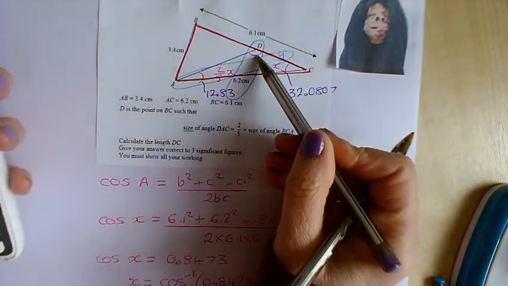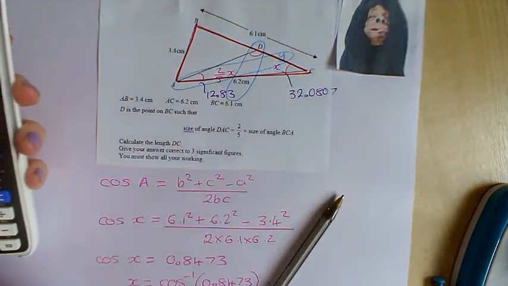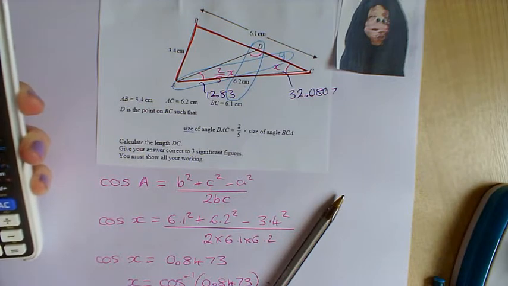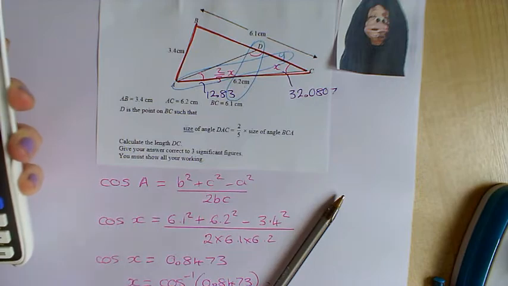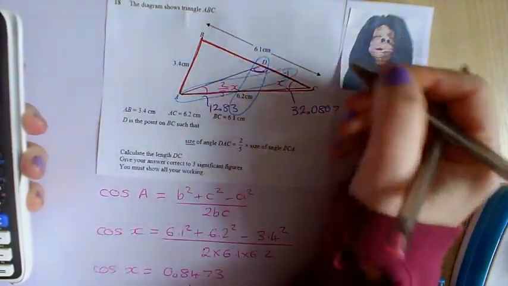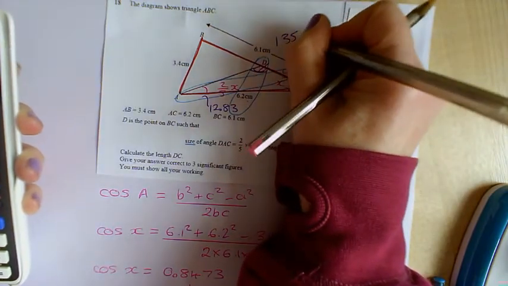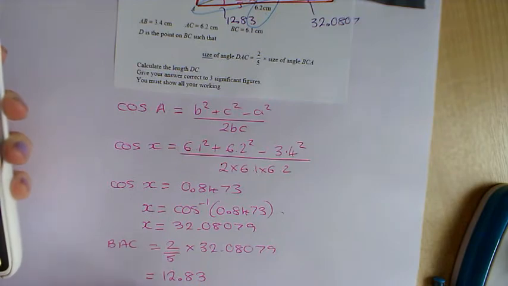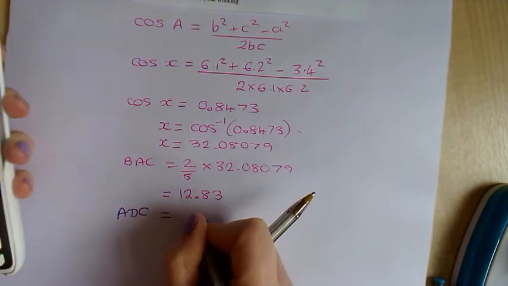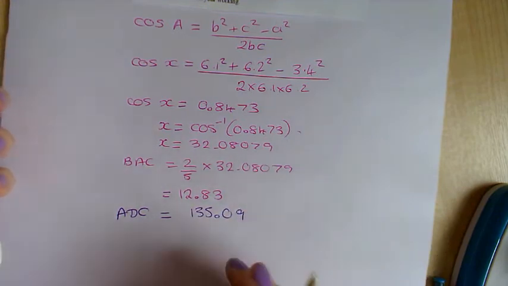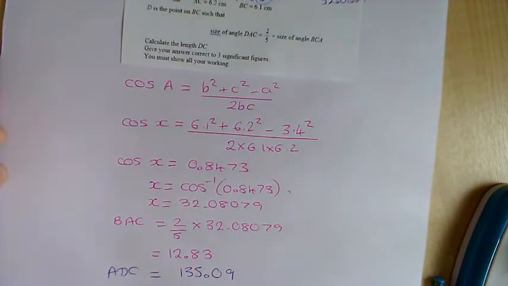Can find this one then easily by adding those two together. So adding 32.0807 and 12.83 and taking it away from 180, so 180 take away the answer that I've got, and I can see that this angle here is 135.09. So angle ADC equals 135.09, and that's still not quite going as accurate as I need to go in the final answer.